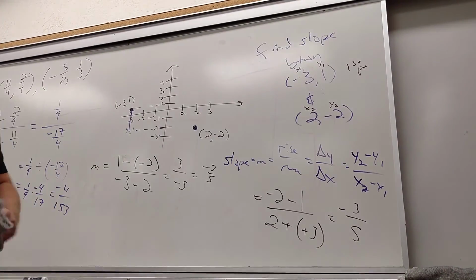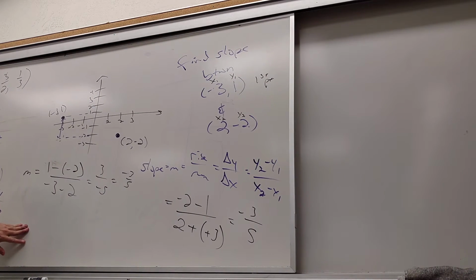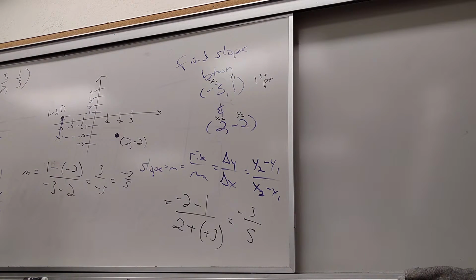So, what do you think is true? I already said this about that. So a horizontal line has what kind of slope? Zero slope, right? And a vertical line has infinite slope. I love it. So those are our two special cases.